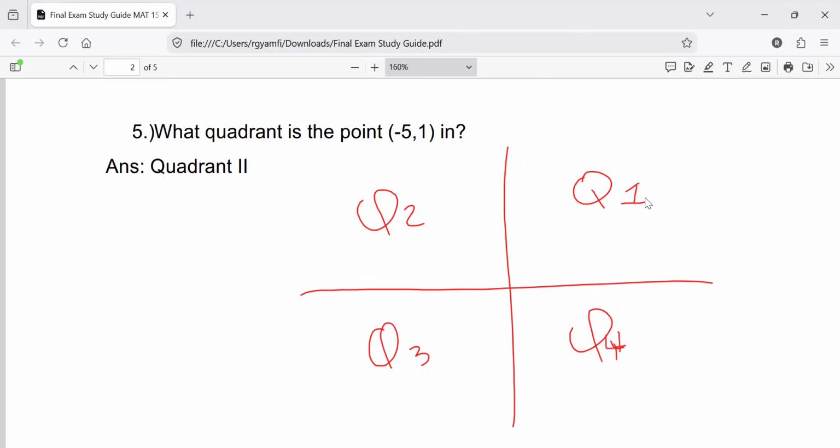Now you've got X is -5, Y is 1. So if X is -5, the negative part of X is going to be here. And then the positive part is going to be here, 1. So that is where your point is going to be. X is -5, Y is 1. So it's going to be in quadrant 2.